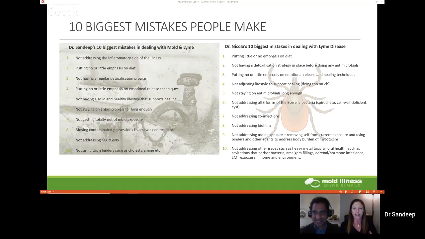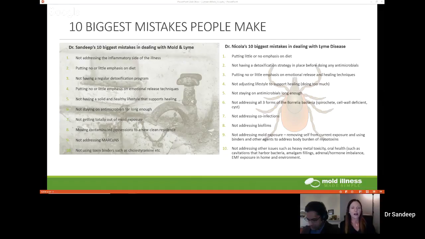Staying on antimicrobials long enough. I agree with that. To treat these infections adequately, we have to give it a good amount of time. We have to treat 2 months beyond resolution of symptoms. That doesn't always mean 2 months on medication, but 2 months on some kind of antimicrobials to make sure we've got the job done. Not addressing all 3 forms of the Borrelia bacteria.